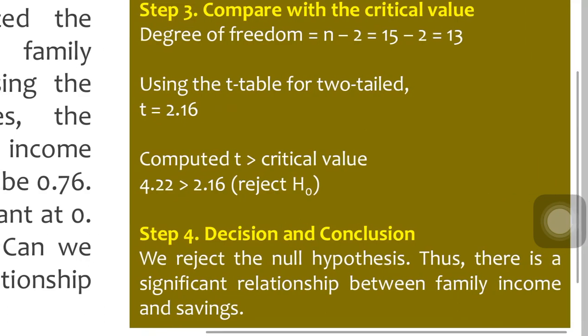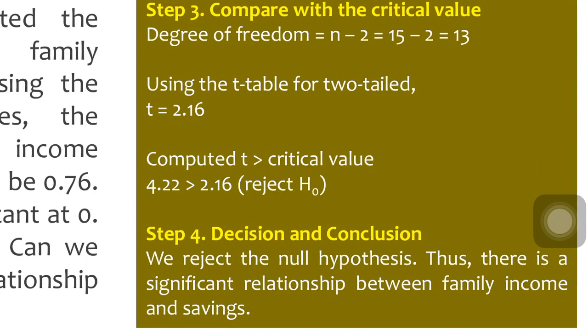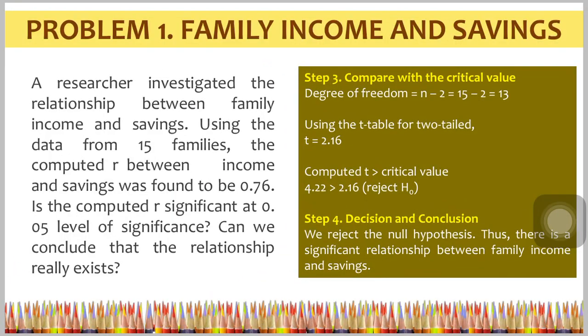In step 4, we say, we reject the null hypothesis. Then you state the alternative. Thus, there is a significant relationship between family income and savings. That's the end for our first problem.